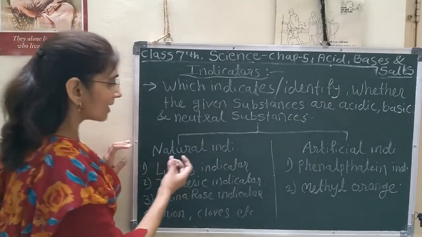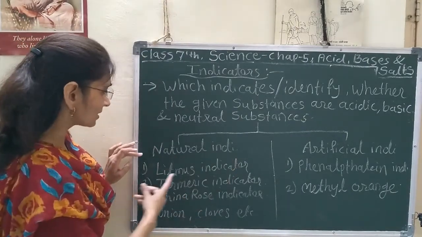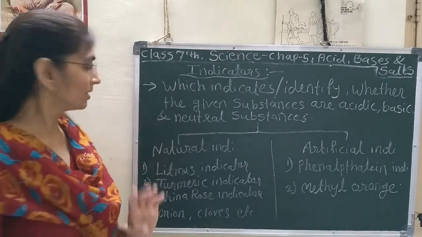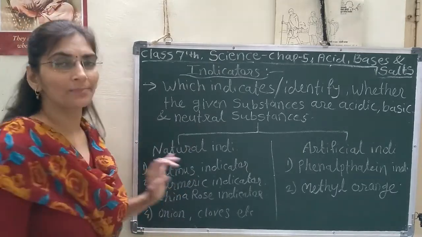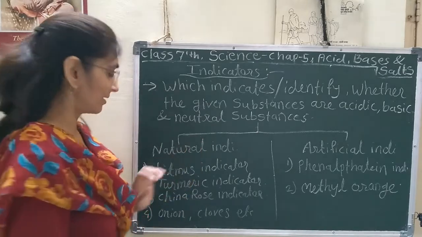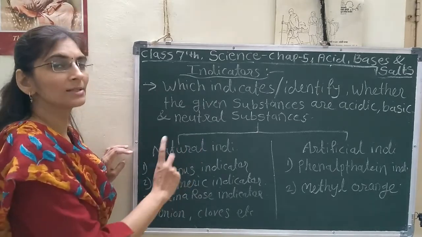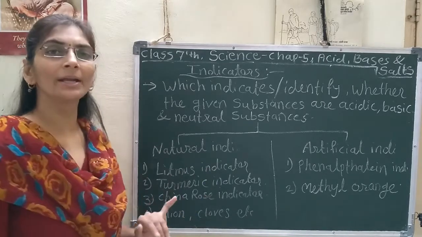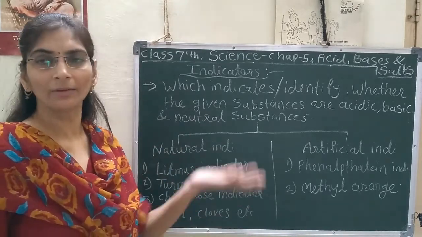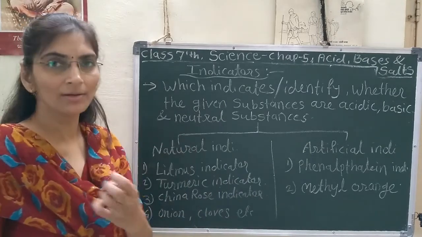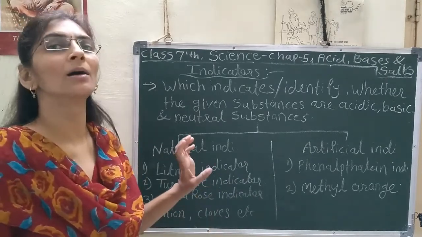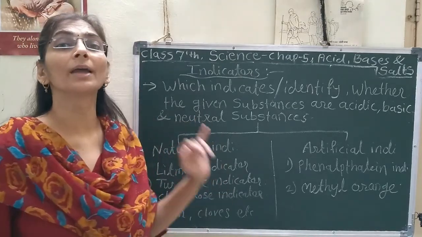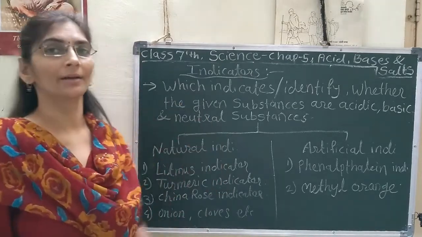Which are the natural indicators? First is litmus indicator. It is very commonly used in the lab and everywhere. It is from the extract of the lichen plant, so we can say it is a herbal indicator. Second, the turmeric indicator. You know very well we use turmeric in our kitchen, and this important ingredient can be used as an indicator as well.